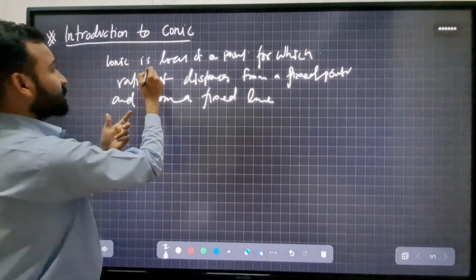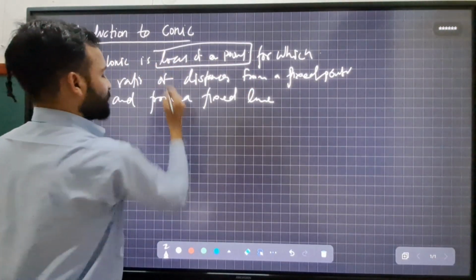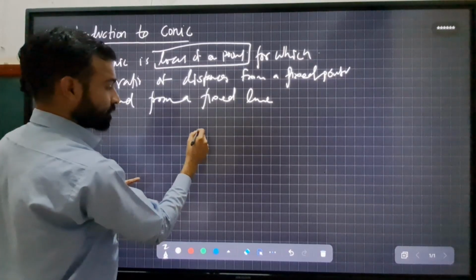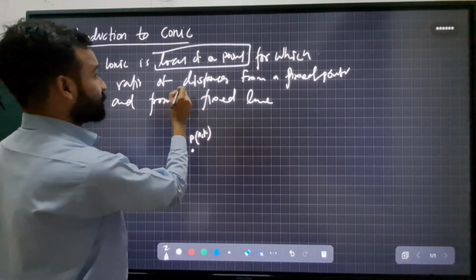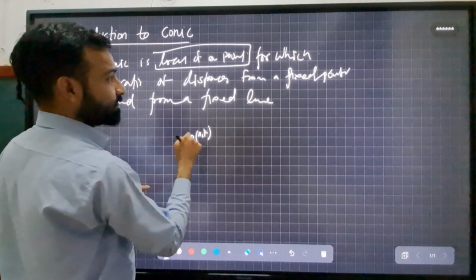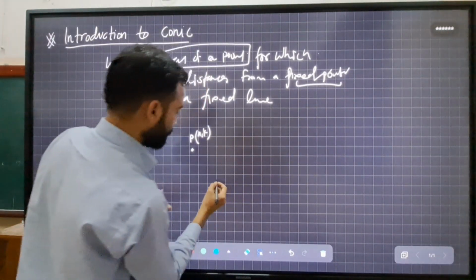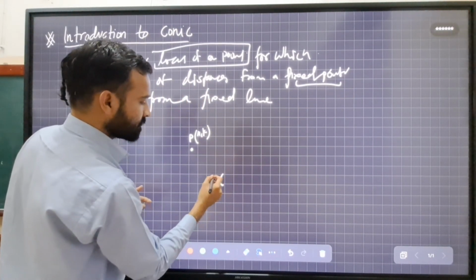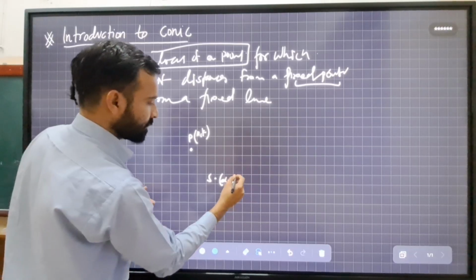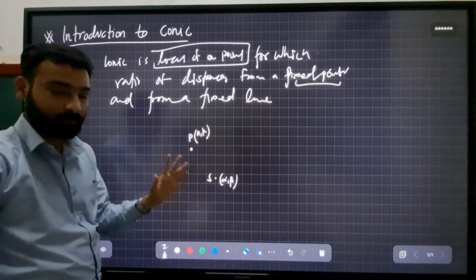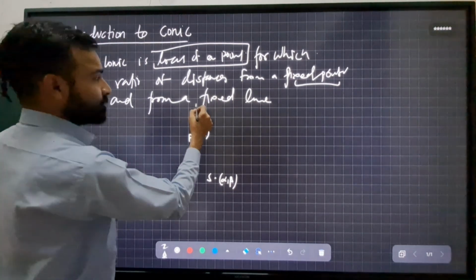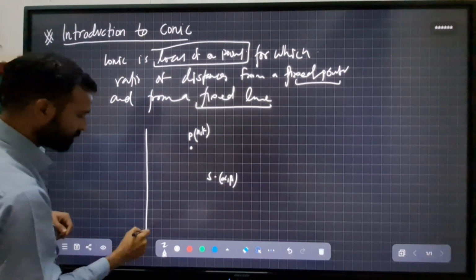So here we are talking about the locus of a point, that means there is a variable point, so h comma k. Second, we are talking about the ratio of distances from this point to this fixed point. So here I am taking a fixed point, that is S (alpha comma beta), right? So there are 2 points, one variable point, second one is fixed point. Now second, I am taking a fixed line.